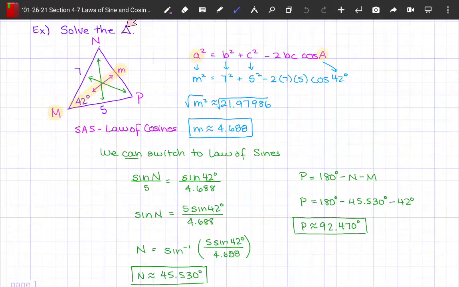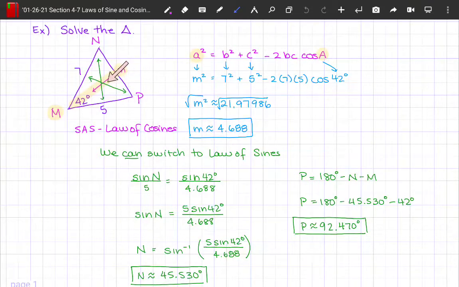Solve the triangle. And the original triangle only had the purple stuff. So we were given angle M is 42 degrees, and we were given these two sides were 7 and 5. So the first thing you've got to do is figure out which formula you're going to use. And we were given side, angle, side, or SAS. And if you look above in the notes, that's law of cosines. So that's how we know we're going to start off using law of cosines.